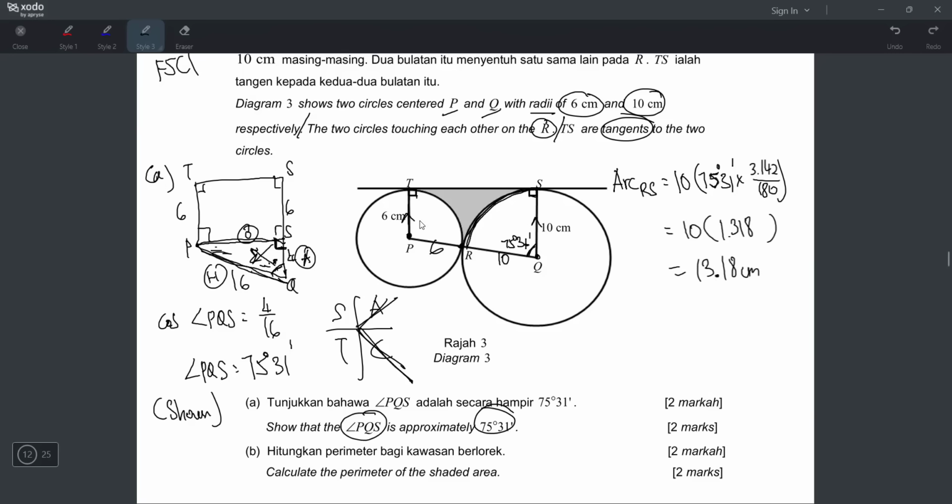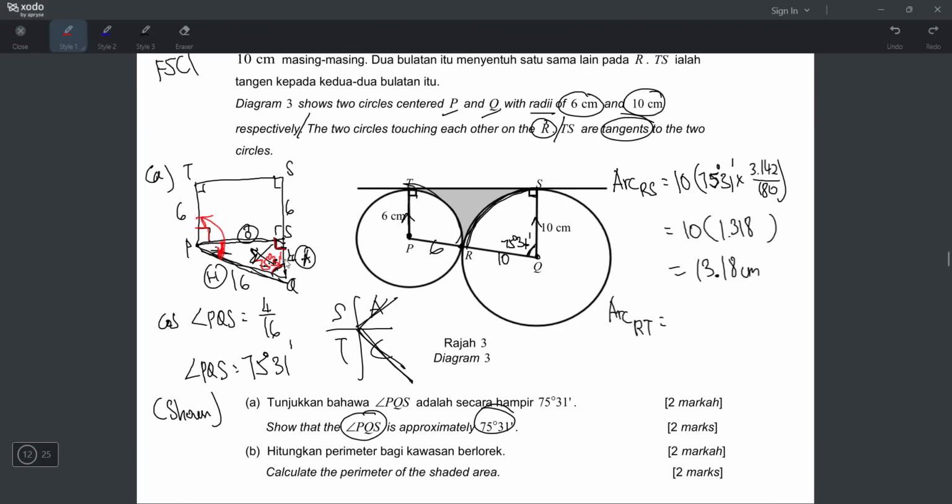Now let's move on to the next arc, which is arc RT. Let's go, arc RT. Use the arc formula again, r theta, but this time I don't have the theta because the theta is here, right? So I need to find out this angle. But do you know that this angle is actually from here to here, which is 90 degree plus with this small angle, right? And this small angle, you can find it. Just take 180 minus this, because this one you already know is 75 degree, 31 minute.